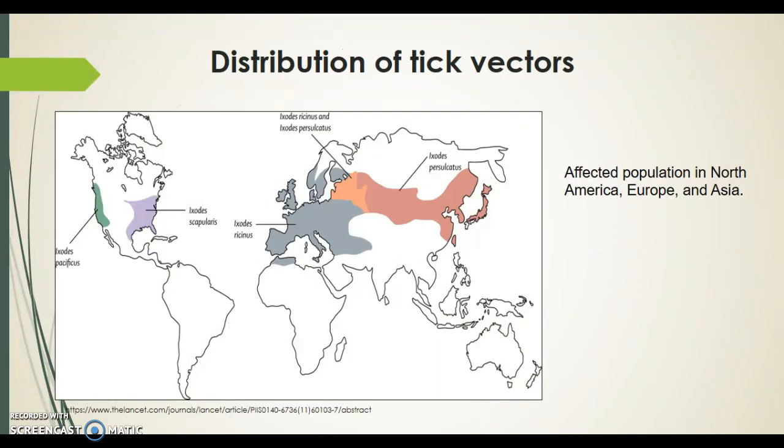So here we can see the distribution of tick vectors. Basically, the affected population is found in North America, Europe, and Asia. Tick vectors are different depending on the region. So, for example, in North America, vectors are Ixodes scapularis and Ixodes pacificus. While in Europe and Asia, the vectors are Ixodes ricinus and Ixodes persulcatus.